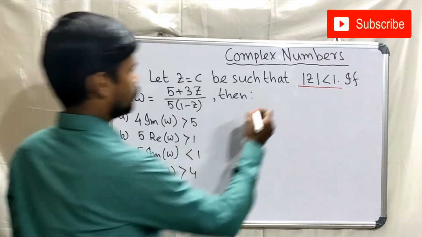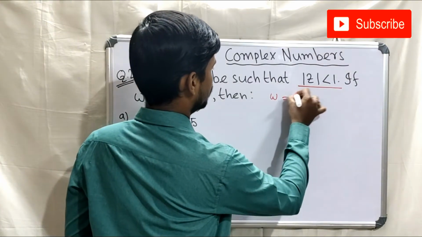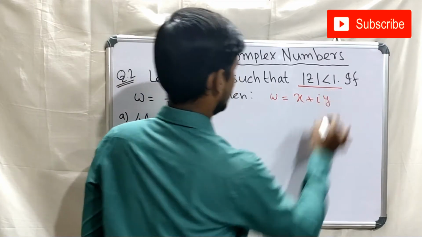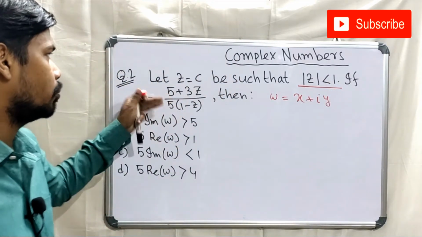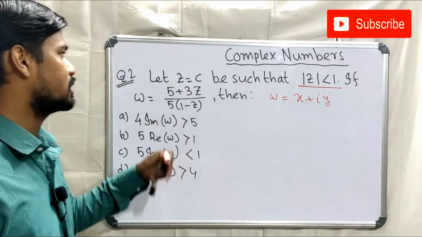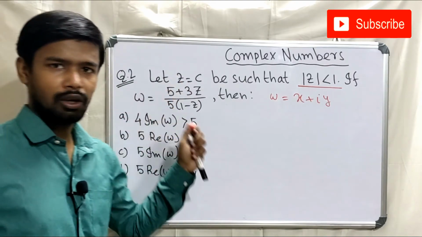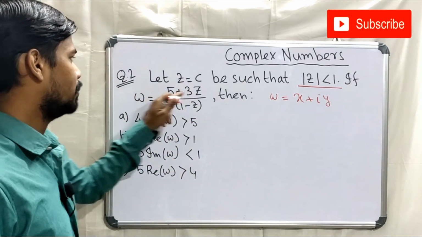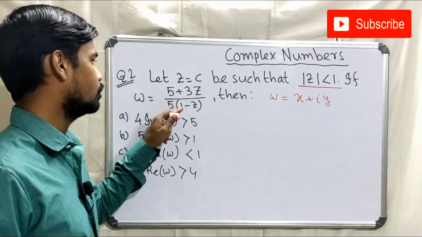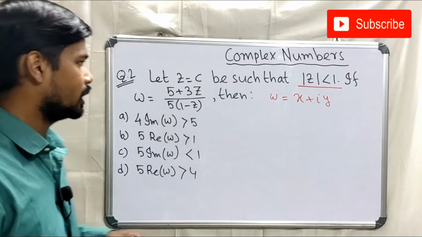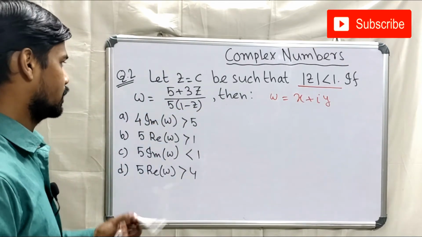So let omega equals x plus iy. Here omega and z both are complex numbers. Okay, z is any complex number and omega is (5 plus 3z) by (5 into (1 minus z)). So therefore omega is also a complex number.